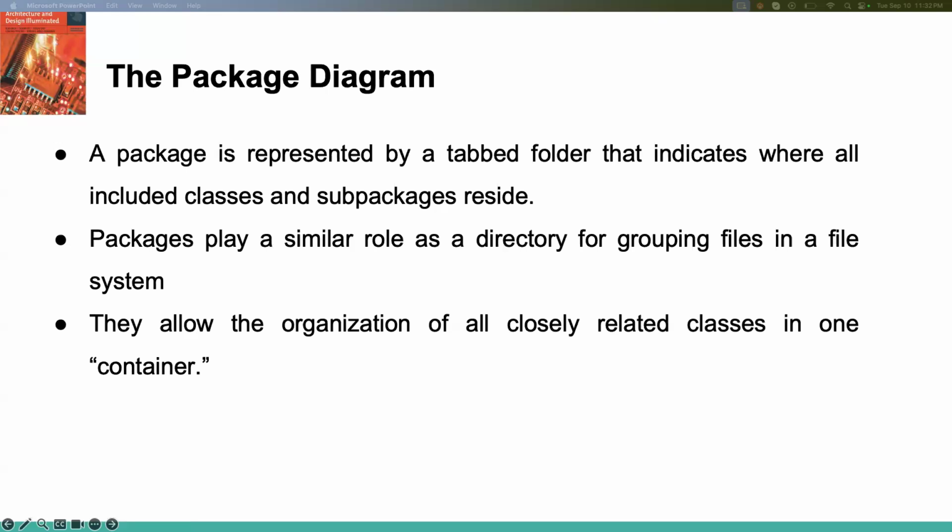In UML, a package is represented by a tabbed folder icon. It acts as a container for grouping together related classes and subpackages. This is similar to how directories are used to organize files in a file system. A package helps organize closely related classes in one container. This makes the system easier to manage and understand, especially in large projects, by keeping related elements together in one place. By grouping classes into packages, we can better organize the system's structure, making it more modular and easier to maintain. For example, all classes related to billing or appointment in the healthcare system can be placed in separate packages.